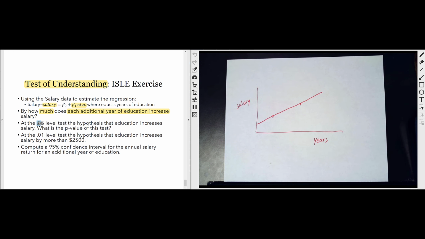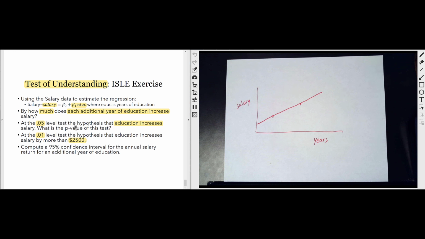We can then ask at a 0.05 level of hypothesis testing whether education increases salary at all. Okay, here we're testing the null hypothesis that the effect on salary of education is 0. Next, we're testing at a 1% significance level whether education increases salary by more than $2,500.